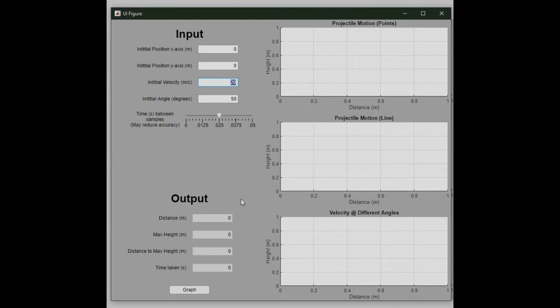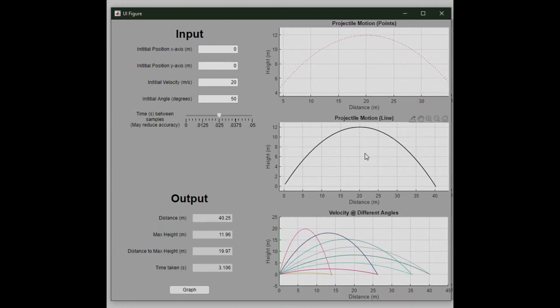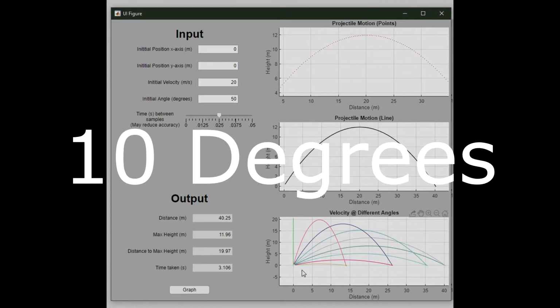And with the defaults of velocity of 20 meters per second and 50 degrees, if we press the button of graph, we get 3 graphs. Our top graph is a projectile motion that only displays the points so that you can see the accuracy with which you are getting results. We have a line, which allows you to just see a solid line of the parabola you'll be creating. And finally, we have a velocity at different angles, which takes the entered velocity, the entered X and Y axis, and then does angles between 0 and 90 at an interval of 10 angles, giving you a graph.